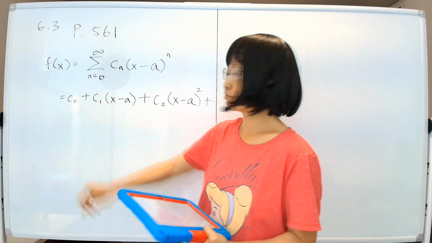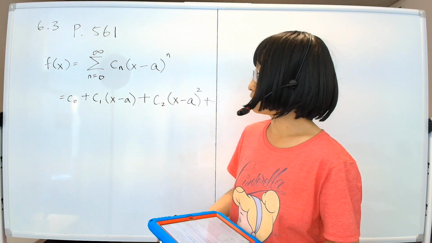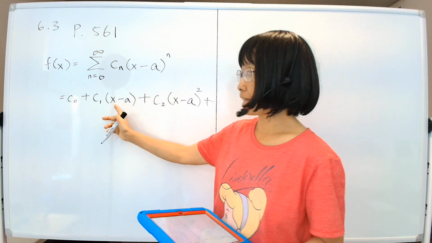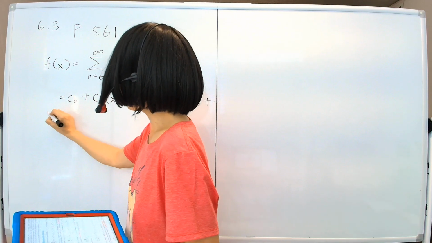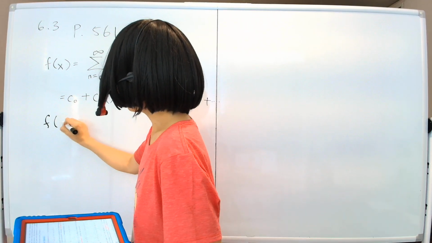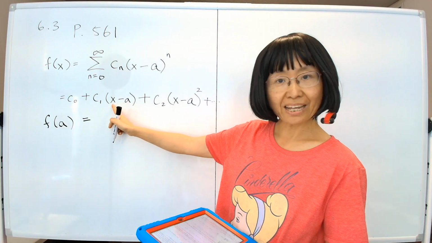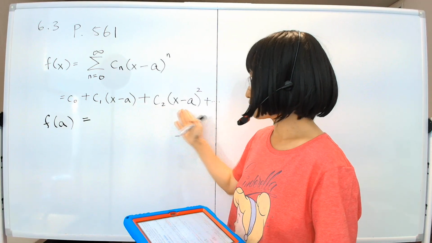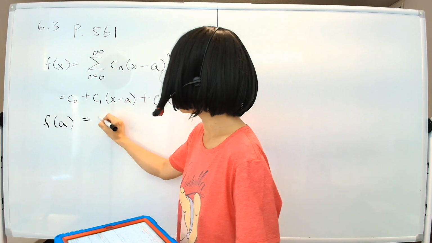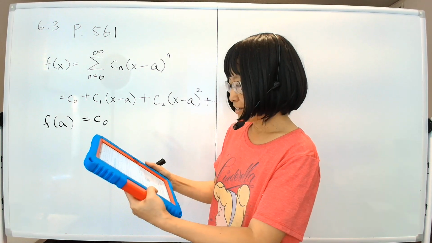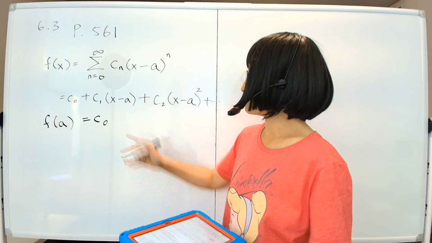First, let's calculate what c0 is. c0 is simply you plug in x equal to a. Okay, now if you plug in, what is f of a? That would be, the second x becomes a, then all these things disappear, right? Then you immediately know what c0 is. c0 is just f of a. Okay, so far so good. But what about that one?